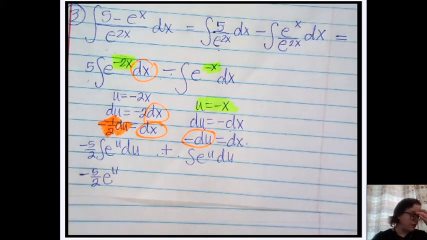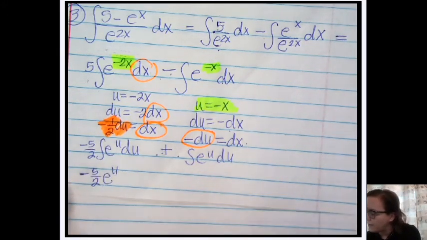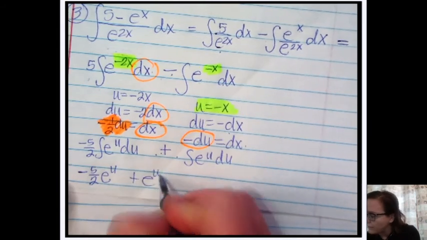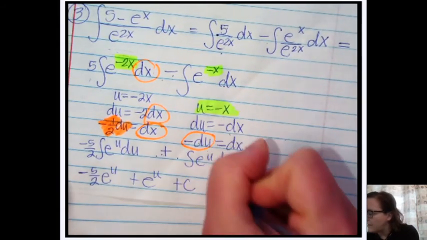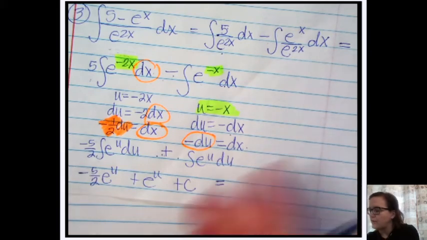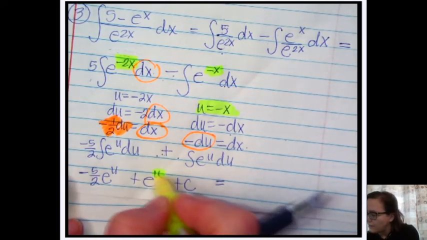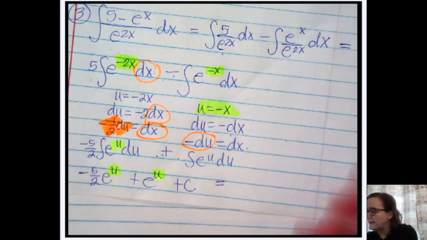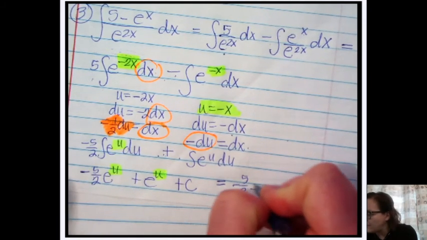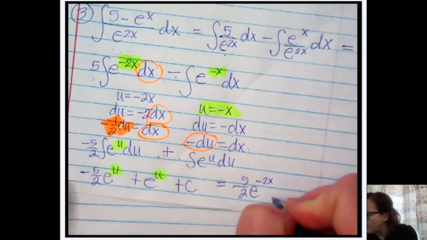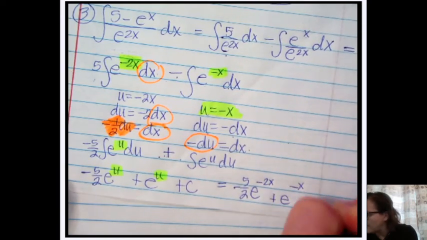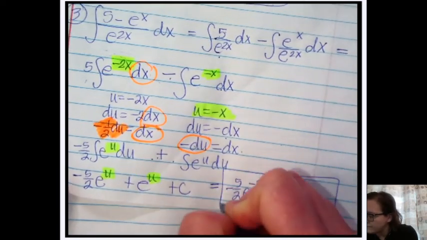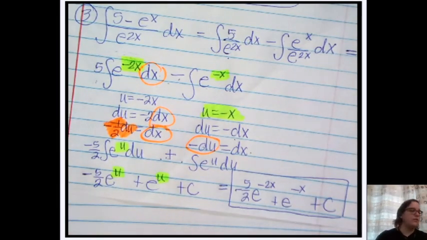And so what do we end up with here? We get negative 5/2 e to the u plus e to the u plus c. And if we plug in our different u's, these are different u's, we can't combine them. So this is negative 5 halves e to the negative 2x plus e to the negative x plus c. So this one we had to break down and go from there.